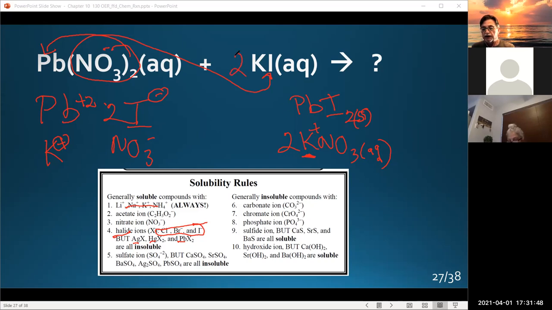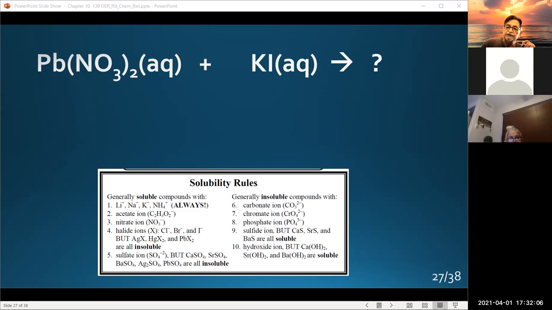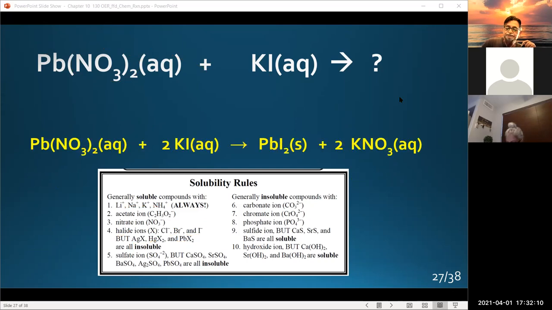Put a 2 in front of potassium, okay? Which then kicks up the iodide. But by default, you have 2 iodides because there's 2 needed for every lead +2. And guess what? You have a balanced chemical equation. Let me clear up this mess here, and you end up with that. Okay, and of course, we balanced it.